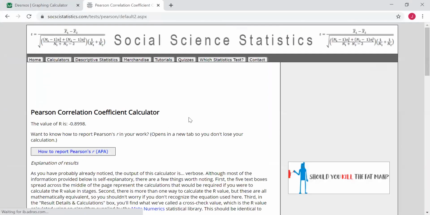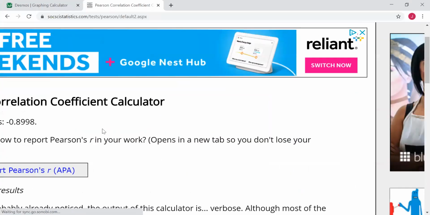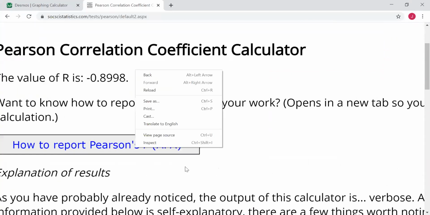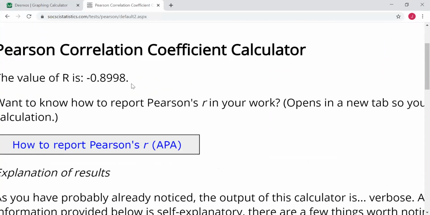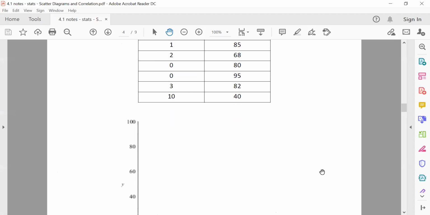We'll compute the R value again. And hey, here we go. The R value is negative 0.8998. And there were 1, 2, 3, 4, 5, 6, 7 students. So back to the PDF. There's 7 students measured. You can count, there's 7 rows here.